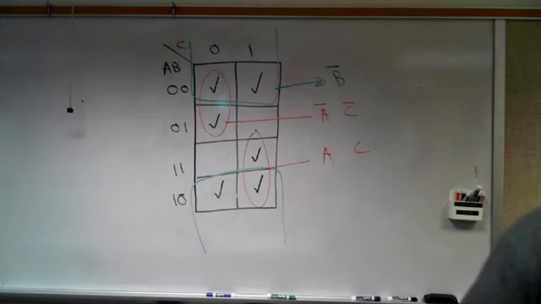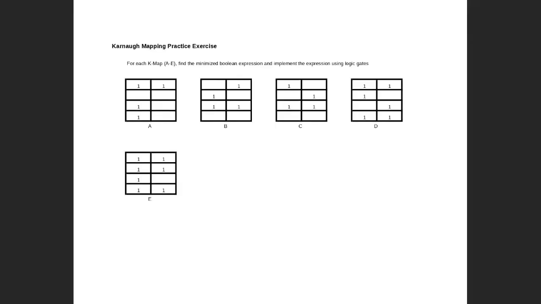Let's go ahead and do D, because D is very interesting. I want to see how many people get this one correct. And then if you have questions, I'll take any questions after that. See if you can do E. I said D, I meant E.